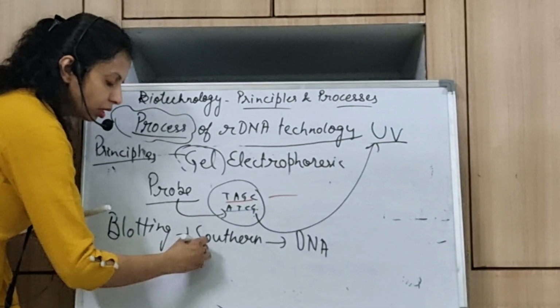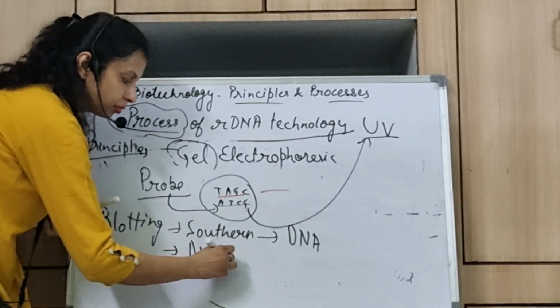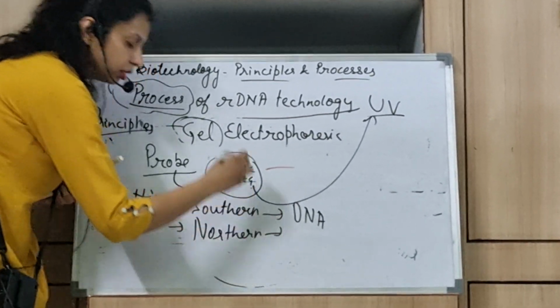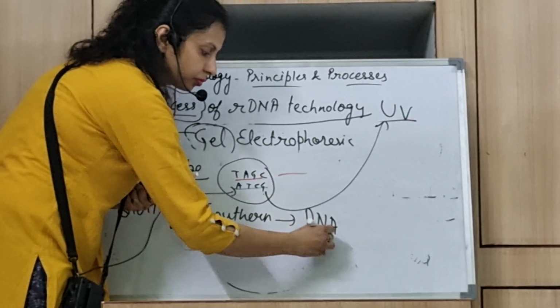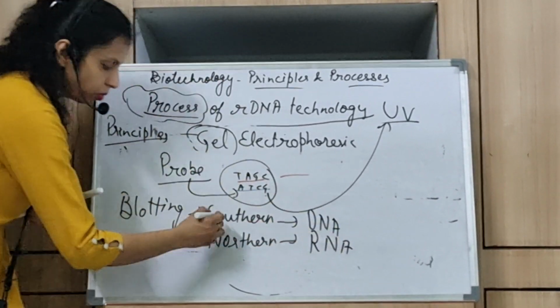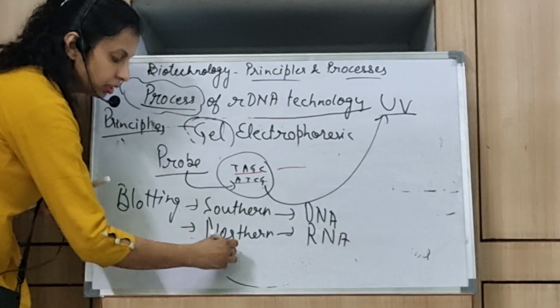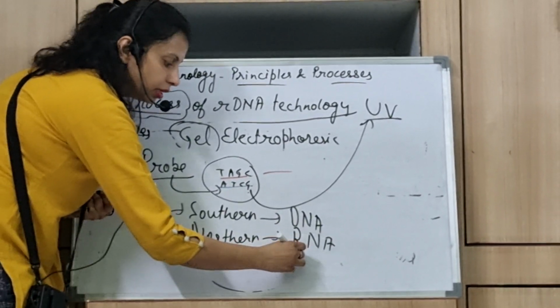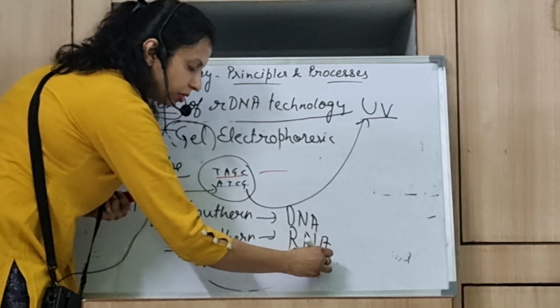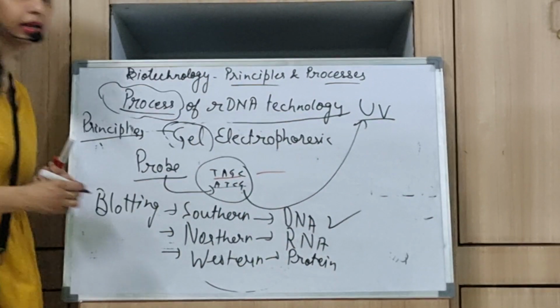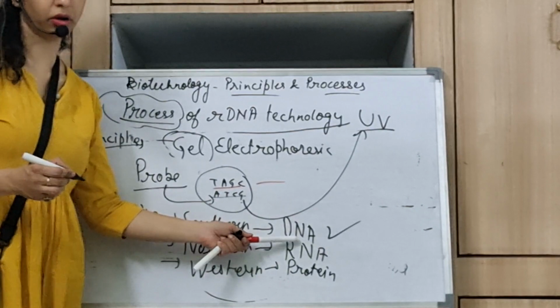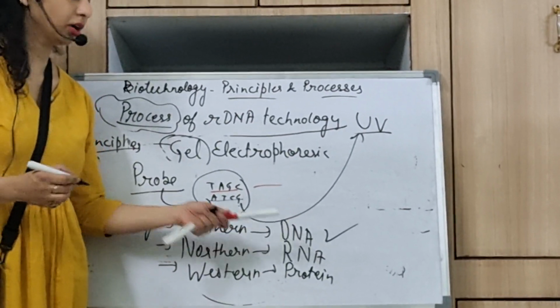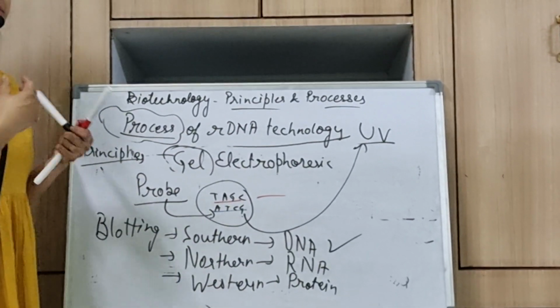फिर हम करते हैं नॉर्दर्न ब्लॉटिंग। नॉर्दर्न ब्लॉटिंग दिस इज डन फॉर आरएनए। और एक और ब्लॉटिंग है दैट इज वेस्टर्न ब्लॉटिंग, जो कि हम करते हैं प्रोटीन के लिए। तो अभी हम डिटेल में देखते हैं डीएनए के लिए, दैट इज सदर्न ब्लॉटिंग। अब ये सदर्न ब्लॉटिंग क्या होती है, और हम इसे क्यों कर रहे हैं?